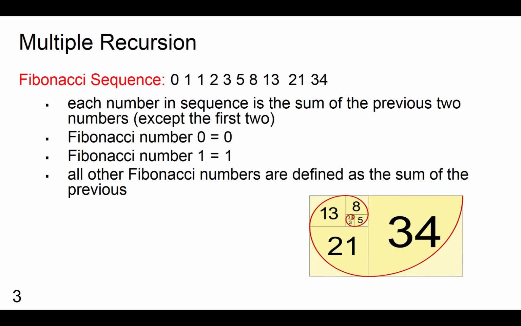Let's see another example, Fibonacci number. We know that in the Fibonacci sequence each number is the sum of the previous two numbers, except the first two numbers. Fibonacci number 0 is equal to 0. Fibonacci number 1 is equal to 1. So the sequence of Fibonacci numbers is 0, 1, 1, and then 2, 3, 5, 8, 13, 21, 34. All other Fibonacci numbers are defined as the sum of the previous two numbers.